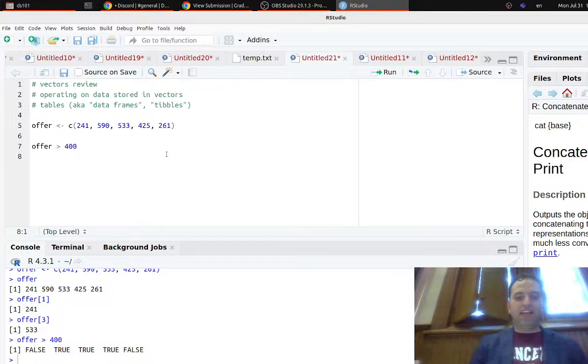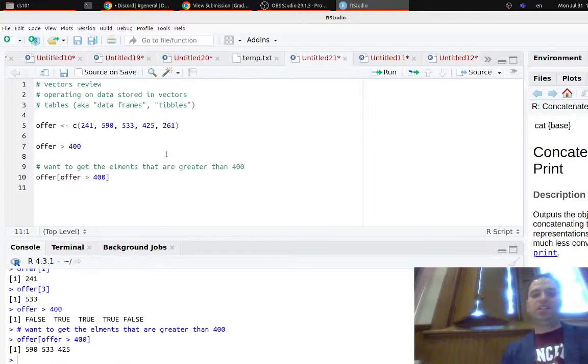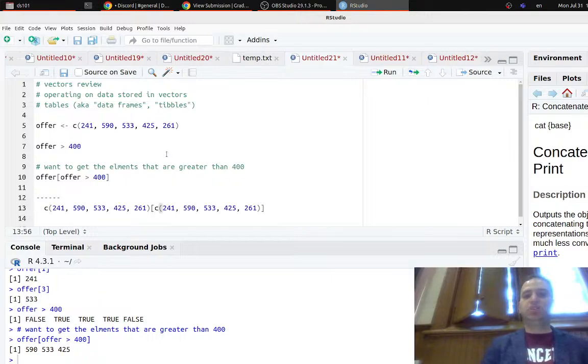So then we can say, okay, I want to get the elements that are greater than 400, and you can do it. You can say offer[offer > 400], and that would give you the elements that are greater than 400. How does it work? Well, we can trace it. The way you would trace it is, what's offer at 400? Well, offer is this thing, so we can substitute that in. And then in the square brackets, we substitute that in and say greater than 400.